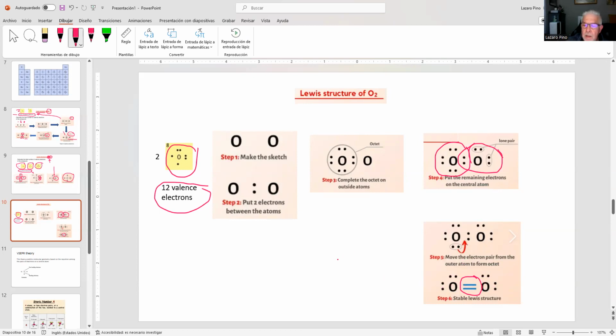So now every atom is satisfied, and this is the structure. What do we have here? A double bond. In this case, we made a double bond to satisfy the octet for every atom. It is very important to satisfy the octet, or the duplet in the case of hydrogen.